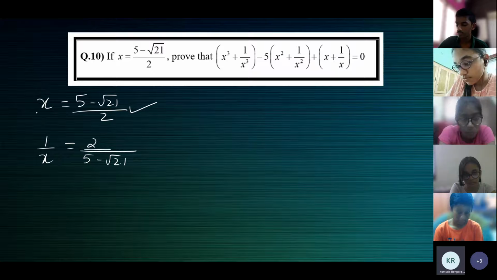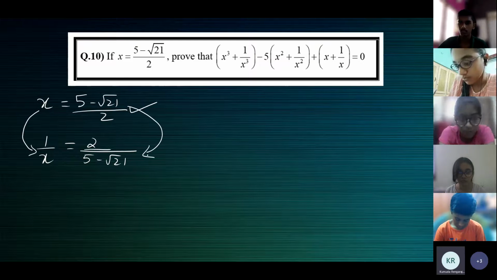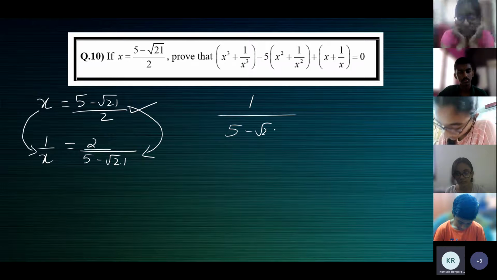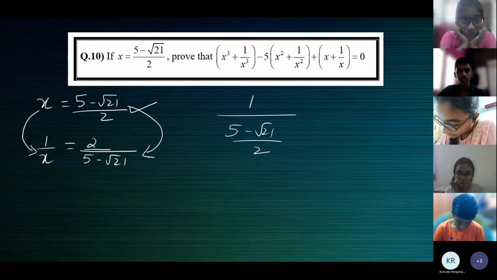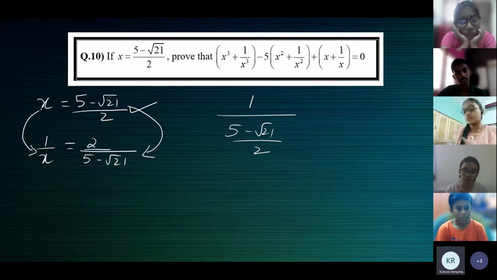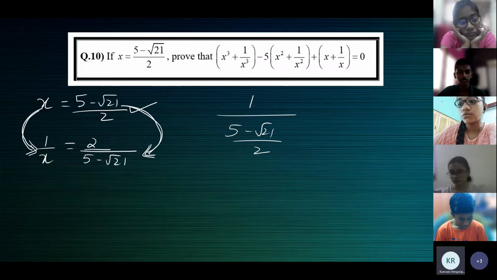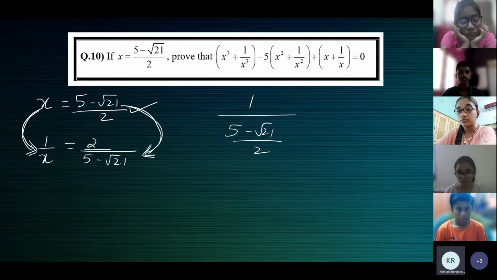The reciprocal of x is 1 by x, and the reciprocal of this expression is 2 by 5 minus root 21. Even if you write 1 by 5 minus root 21 by 2, you will get the same thing. Now in 1 by x, is the denominator rational or irrational?